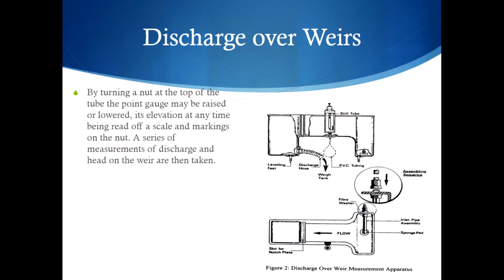Then, by turning a knob at the top of the tube, the point gauge might be raised or lowered, its elevation at any time being read off at the scale and markings on the knob. A series of measurements of discharge and head on the weirs are then taken. That is to say that we have our point gauge in here with a needle at the end, and then we can touch a knob in here, and then we can move it downwards or upward. So we will be able to move it to whatever head of the water is in order to take our measurement.